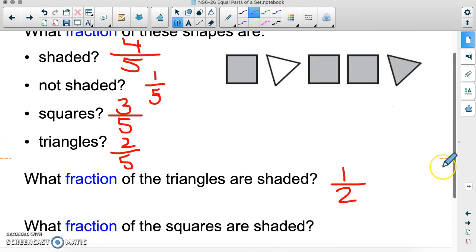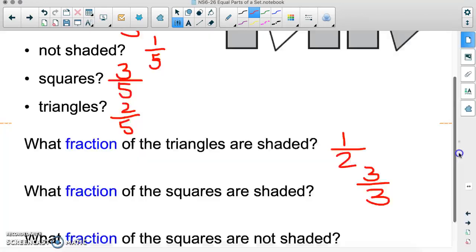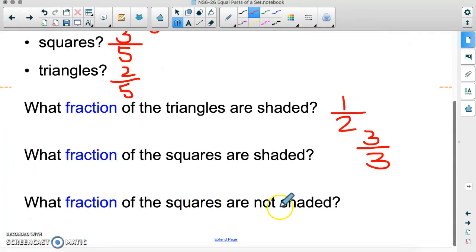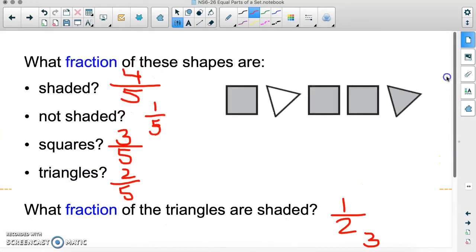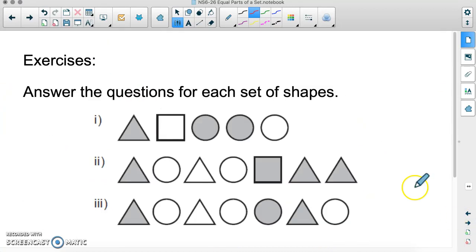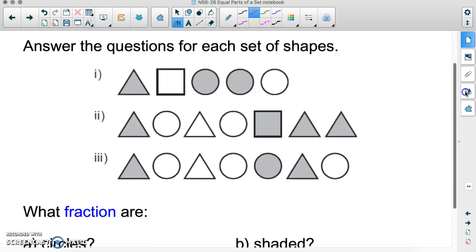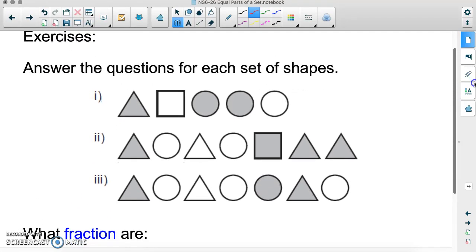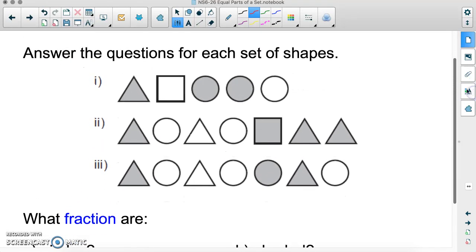What fraction of the squares are shaded? Well, we have 3 squares all together, and all 3 squares are shaded, so 3 over 3 for that one. And then what fraction of the squares are not shaded? Well, there's only 3 squares, and all 3 squares are shaded, so the answer to that one would just be 0.